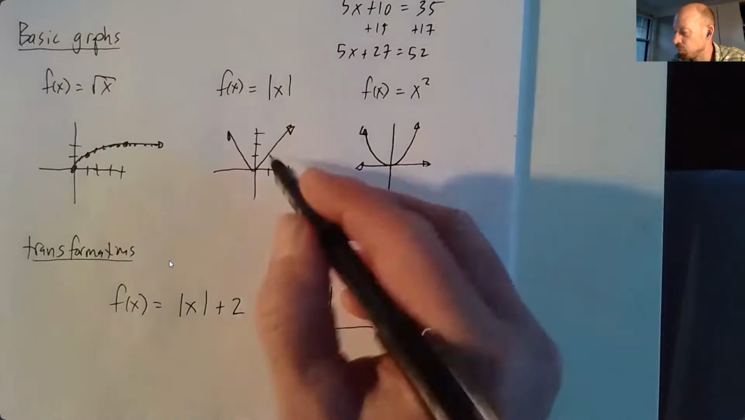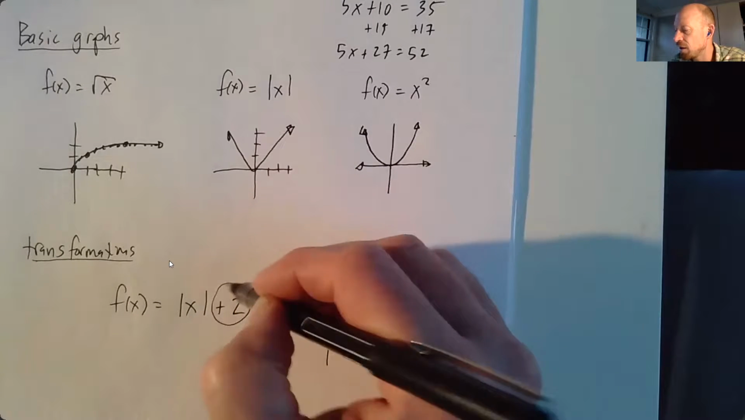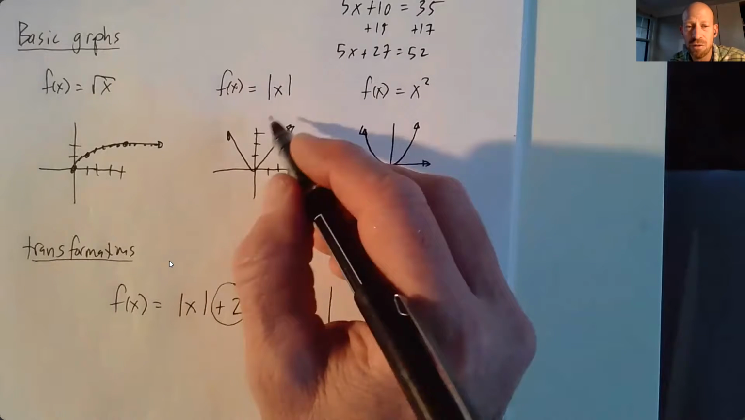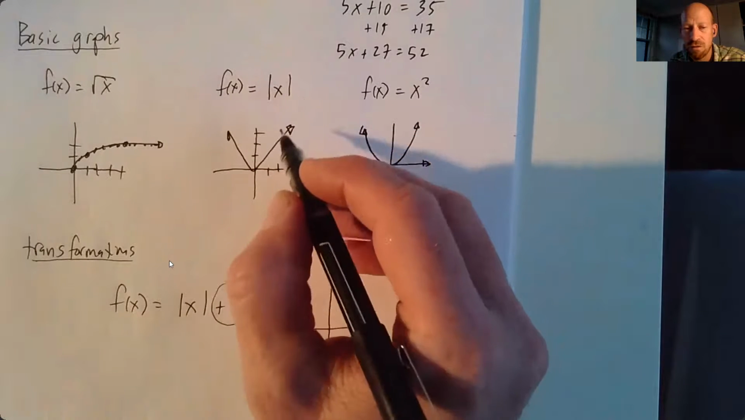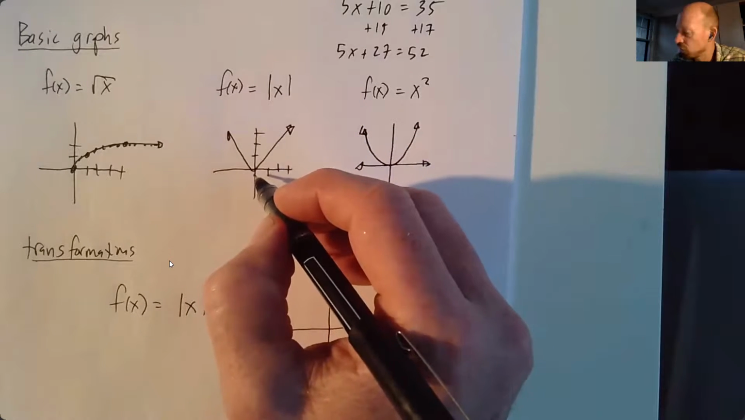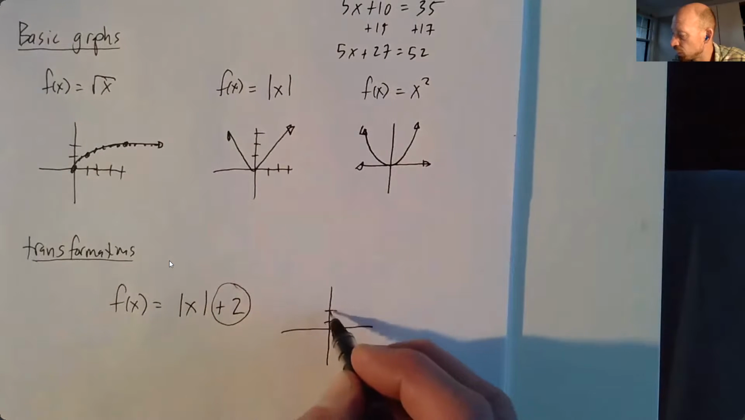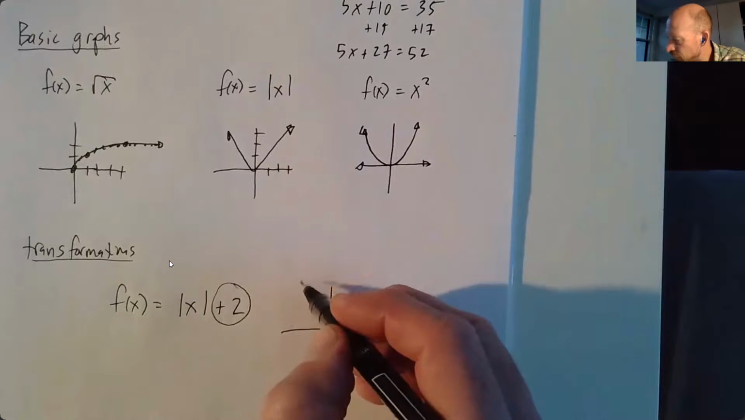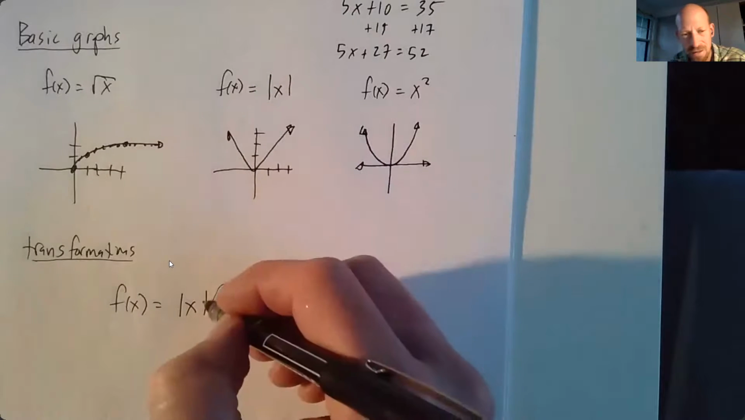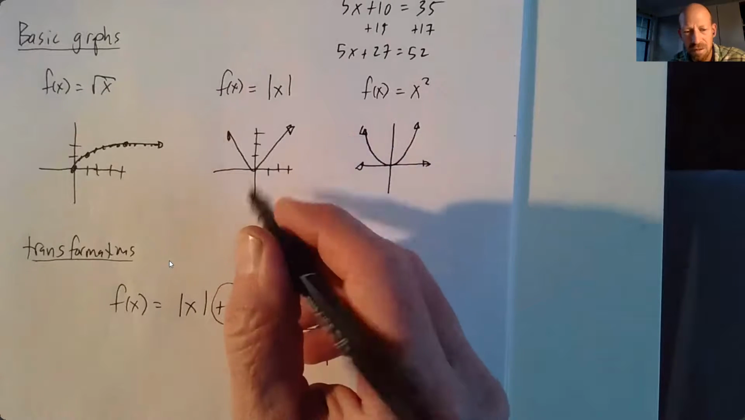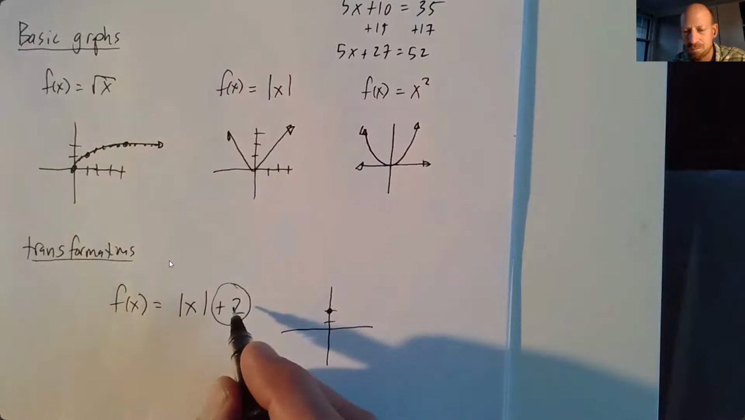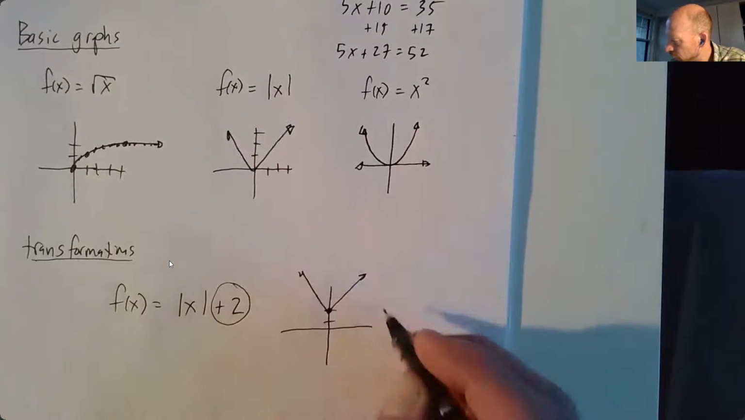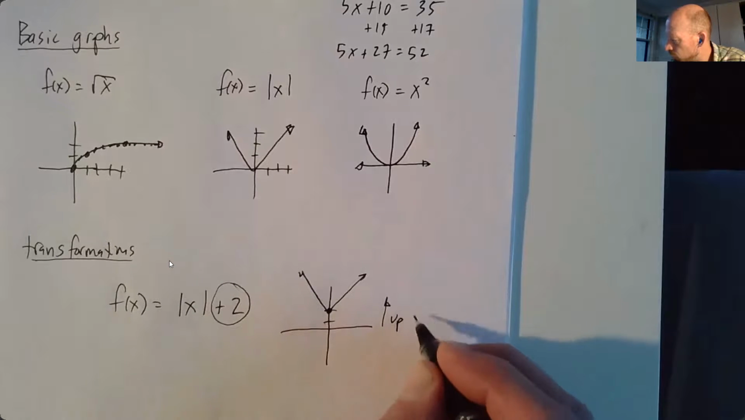What happens is the plus 2 here on the outside just adds 2 to every y value that I have up here. So instead of this point being right at 0, 0, it's going to move up 2 units to right there. And the whole rest of the graph, every other point, I'm going to find just like I did up here, but then I'm going to add 2 to it. And so I'm going to end up with the whole graph just shifted up 2 units.